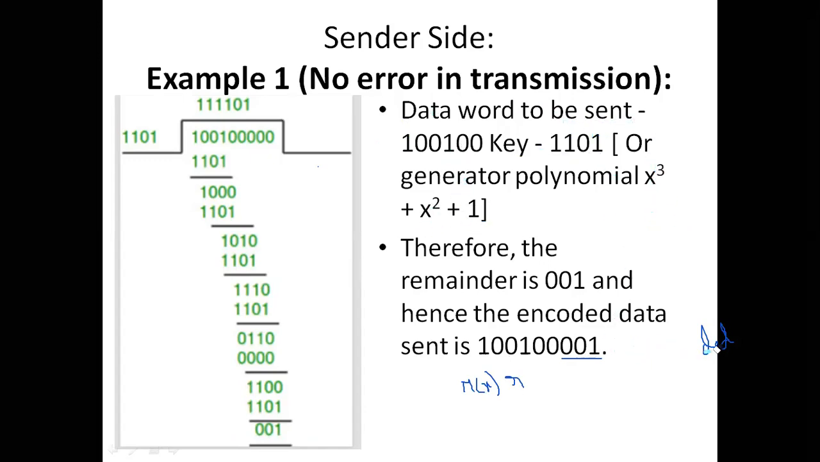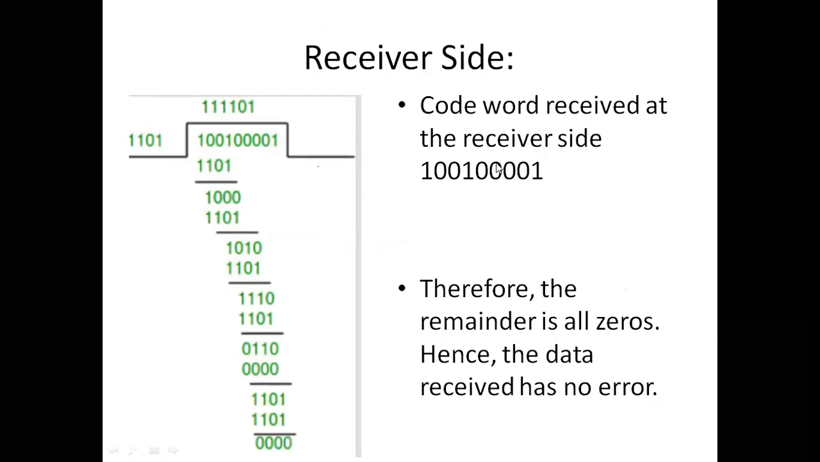Next, at the receiver side, the decoding process is done. The code word received at the receiver is 100100001. The 001 is the remainder of the modulo 2 division operation, which we already appended to the message. So that is the encoded message.